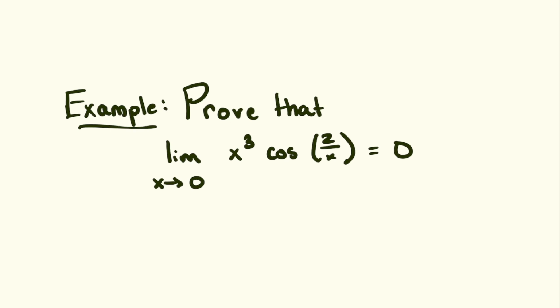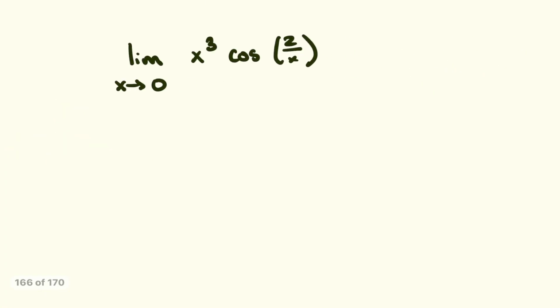In this example, we're looking at a cute little limit that has x cubed cosine of 2 over x, and we want to prove that as x goes to 0, this whole thing goes to 0. All right, so let's get down to it. We have a couple issues here. The biggest issue we can see is we have a 0 in the denominator, and so things are going to be a little bit funky.